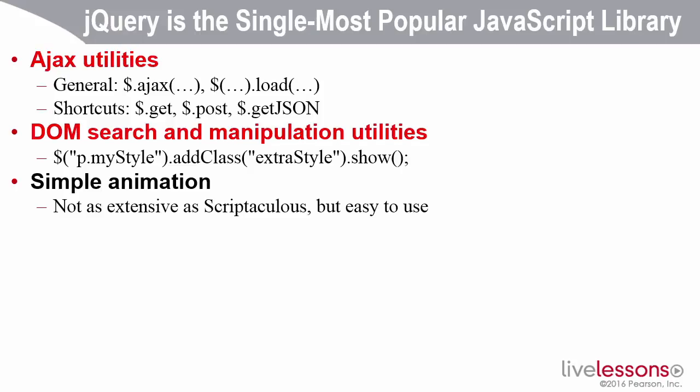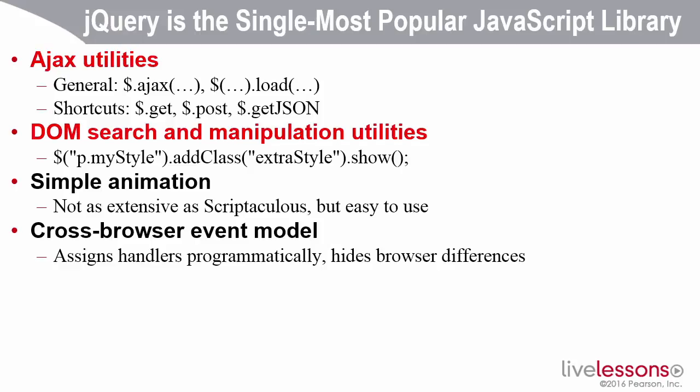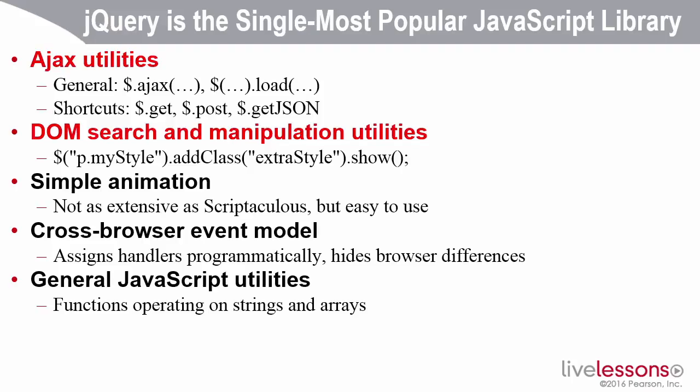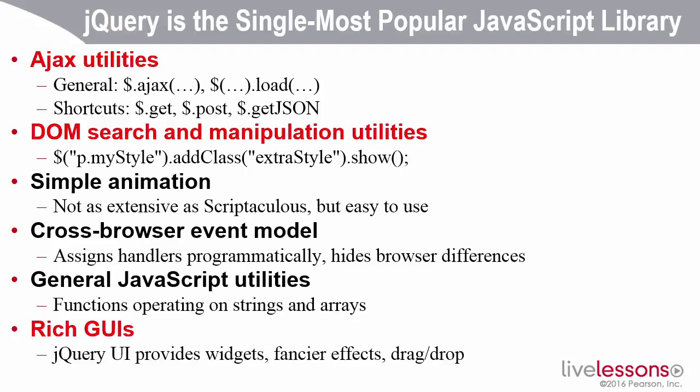jQuery also does animation. It also has a way of assigning event handlers like button clicks in a way that works consistently from browser to browser. It has a number of just general utilities, in other words, making the JavaScript language itself a little bit richer. And jQuery UI, which is an add-on library to jQuery, provides a number of rich GUI controls that are not part of HTML. The ones that are highlighted in red are the ones that we're going to spend the most time on: the AJAX utilities, the DOM manipulation utilities, and the rich user interfaces.